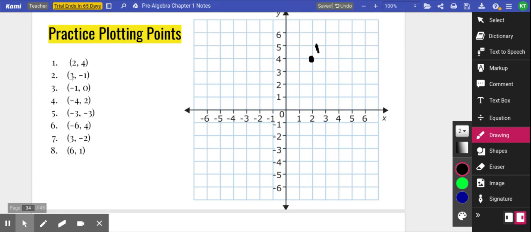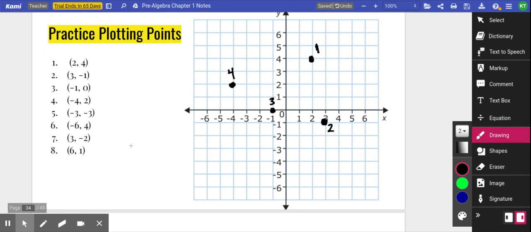Number 2 here, (3, -1). So again, x value is positive 3, y value is -1. So there's the location of point 2. Point 3 is (-1, 0), so left for the x, up 0 for the y. So -1 here, up 0. There's point 3. Point 4, again, negative for x, positive for y. So point 4 will get me to right there.